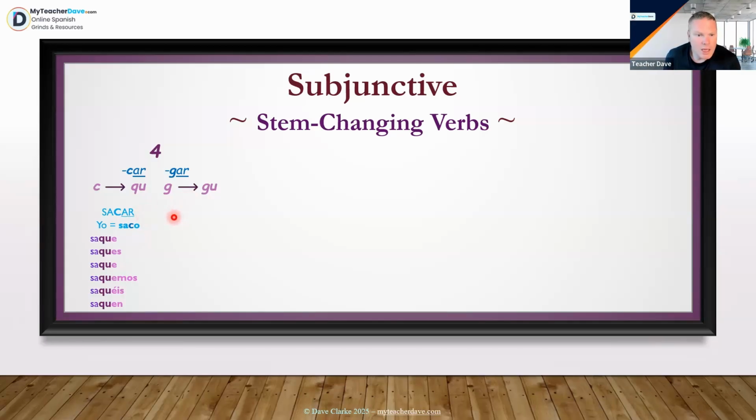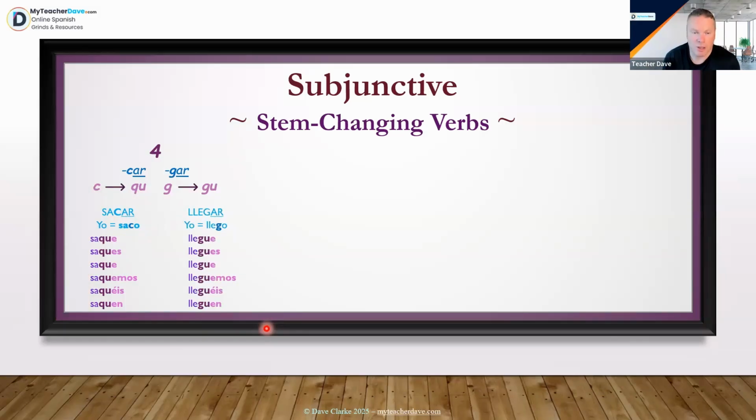Well, we can see now in this verb that the C in the original has to become a QU. I'm going to explain in a moment why. It's actually a pronunciation thing. So that would give us saque, saques, saque, saquemos, saquéis, and saquen.